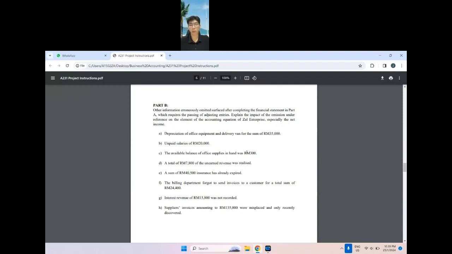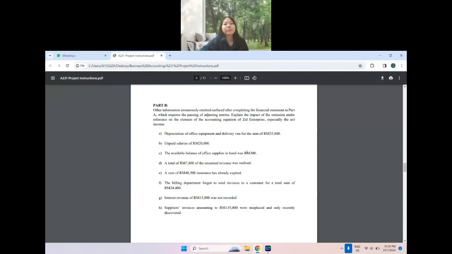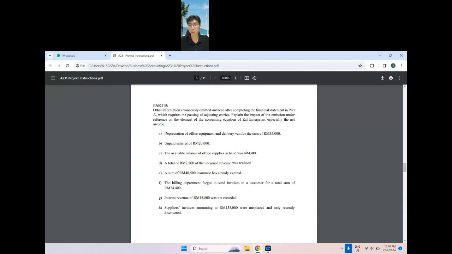No, I don't think it will affect the profit and loss, but it will cause the asset and liability to increase, and the owner's equity will remain the same. Yeah, I agree with you. Okay, since we had already discussed part B, let's move to part C.